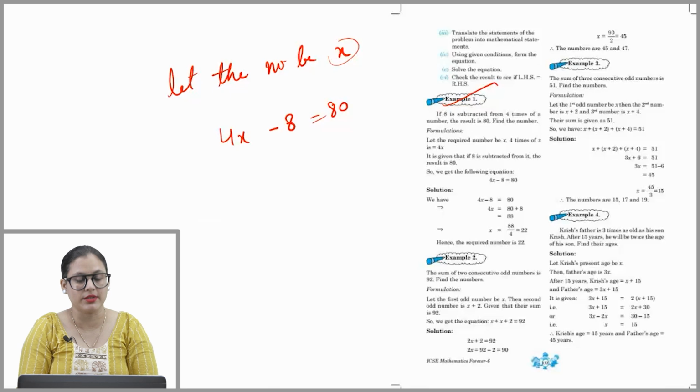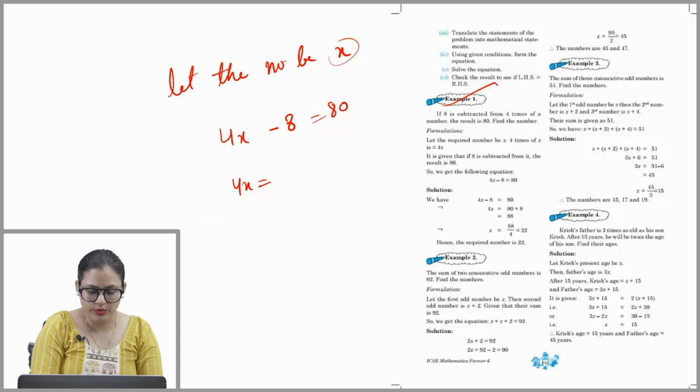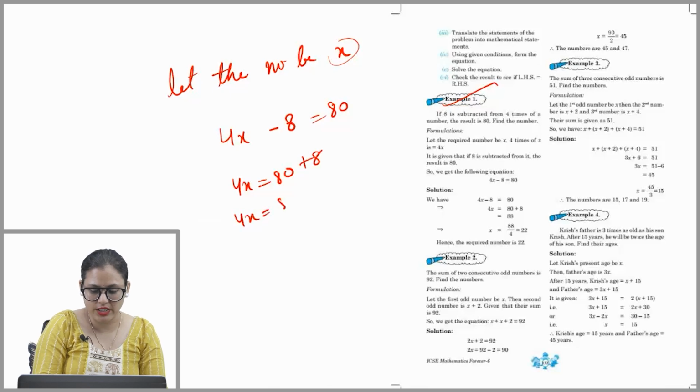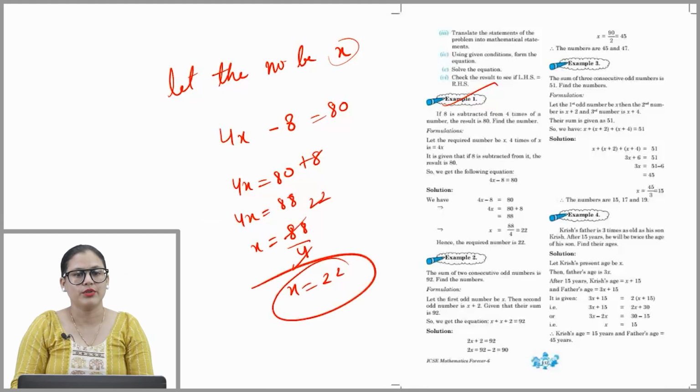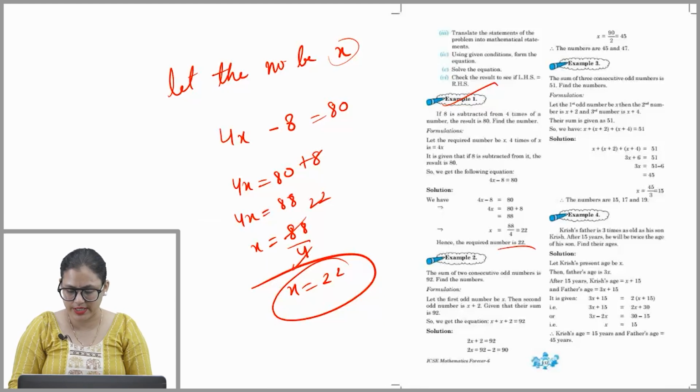Now we will solve this. 4x minus 8 is equal to 80. We will transpose 8 to the right side, so plus 8. 4x is equal to 88, and x is equal to 88 upon 4. 4 twos are 8. So the value of x is what? 22. That means the required number is 22, right?